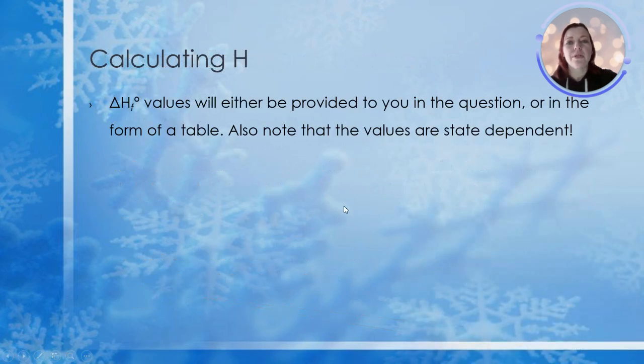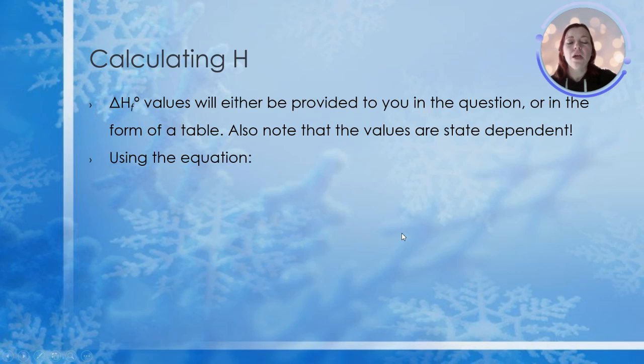When you calculate delta H, the values will be provided to you in the question or in the form of a table. And note that the values are state dependent. So back to that idea that elements in their elemental form are 0, if you have them in a form in which they are not normally found under those conditions, then that would not be 0. For example, if you're looking at liquid oxygen, which is pretty unusual, then it would not be a value of 0. But again, liquid oxygen would not be at standard conditions anyway.